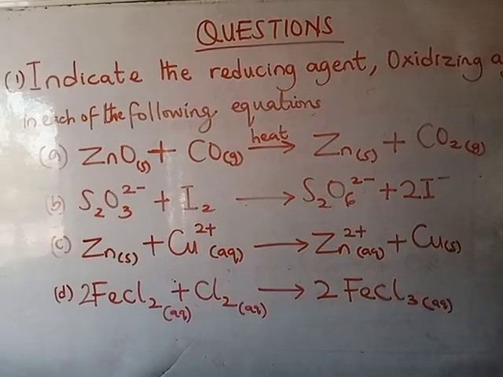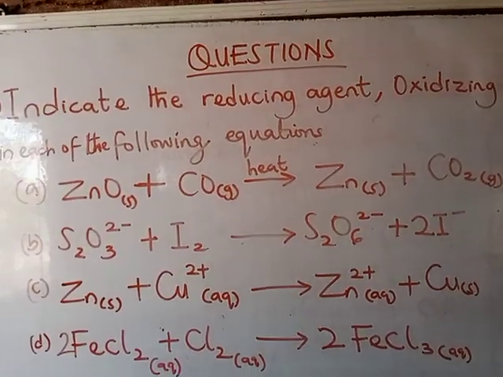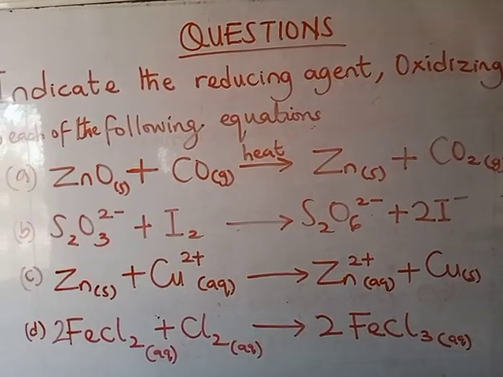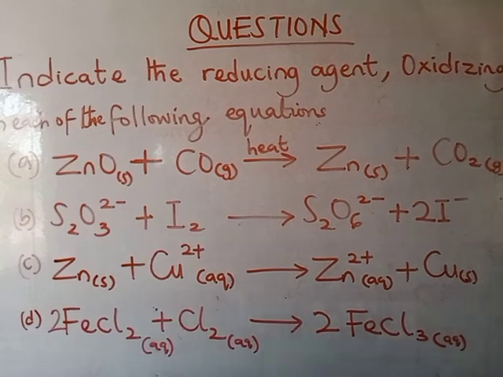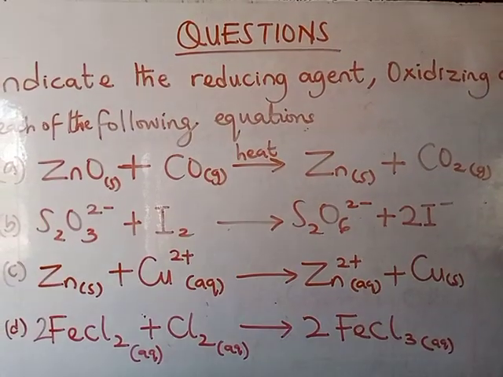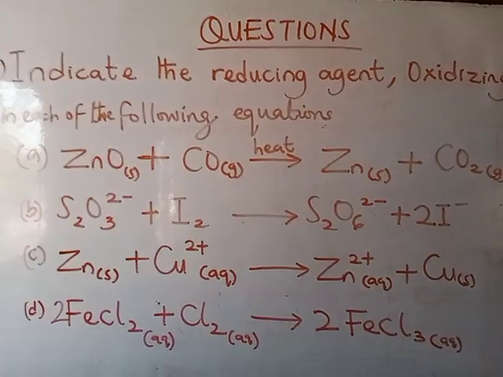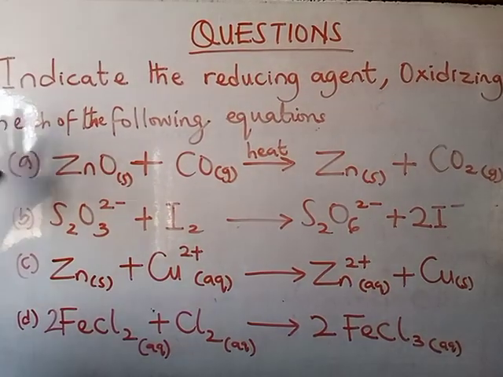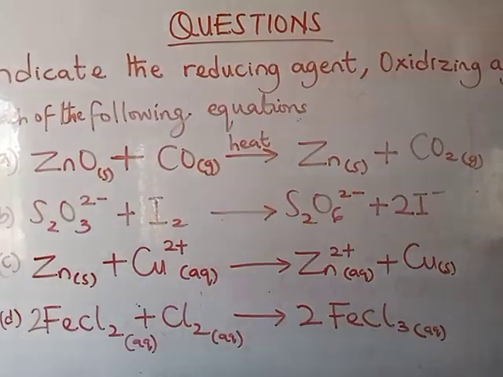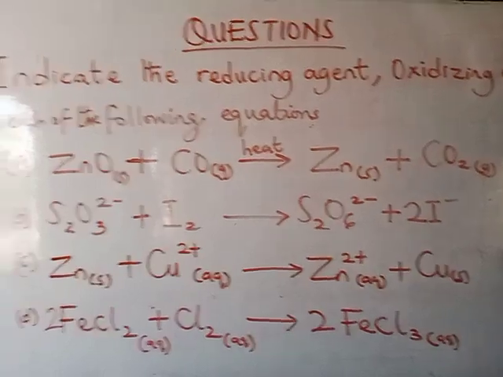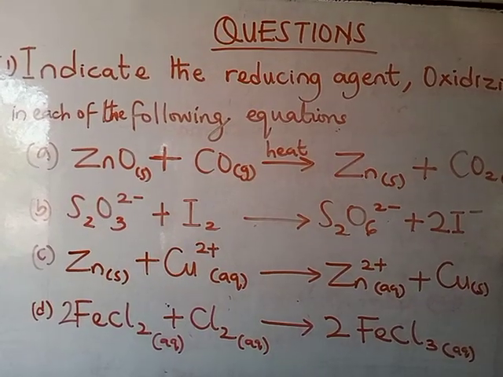Please note, each time you are asked to indicate the reducing agent and oxidizing agent, you only check at the reactant side. We have the reactant side and the product side. You check for the reducing agent and oxidizing agent at the reactant side only. And how do you know it? We have defined oxidation. So let's do that together.